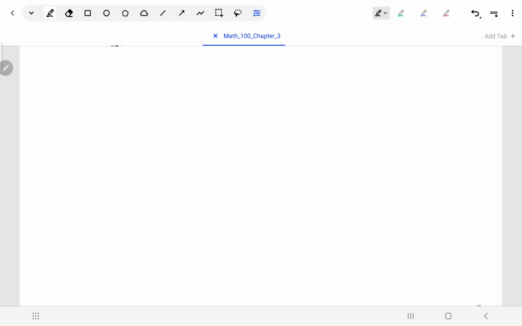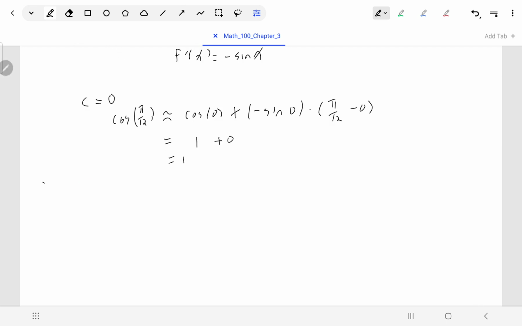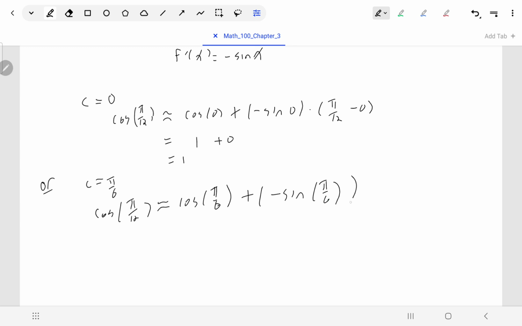I'm going to do another one just because why not? What if you chose instead, maybe you might choose pi over 6 because that's another one. I could evaluate f and f prime at pi over 6 without too much difficulty. So if I chose that one, I could say, well, cosine of pi over 12 would be approximately cosine of c, so cosine of pi over 6, plus negative sine of pi over 6 times pi over 12 minus pi over 6.